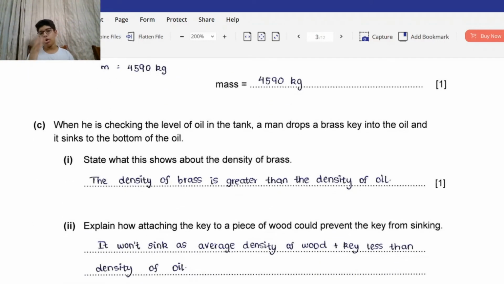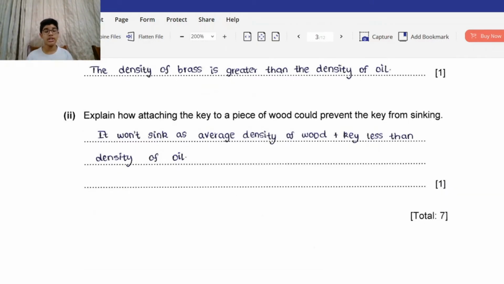Part C. When he is checking the level of oil in the tank, a man drops a brass key into the oil and it sinks to the bottom of the oil. State what this shows about the density of brass. Remember, things float on each other because of density. You could see ice floating on water because ice is less dense than water. If something sinks below the oil, that means that object has a greater density than oil, such that it can go deeper. That's what this experiment shows about the density of brass.